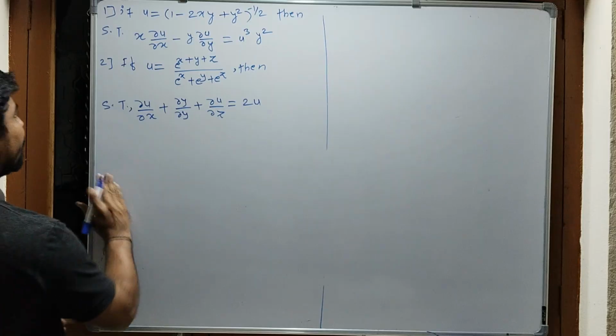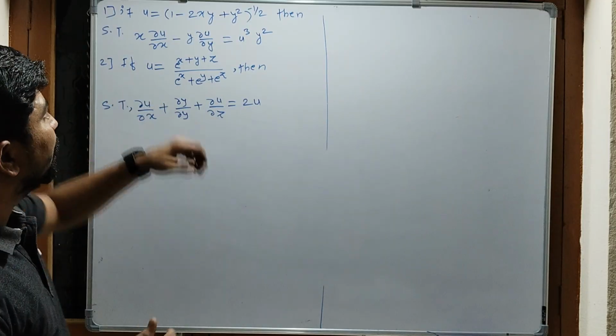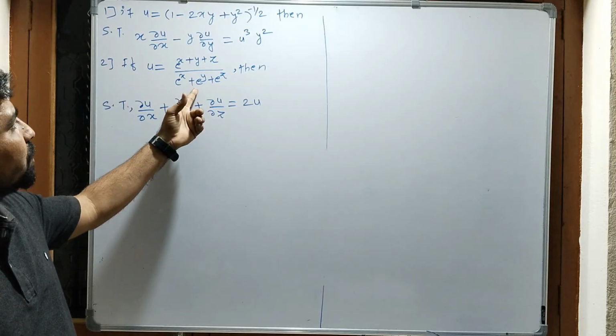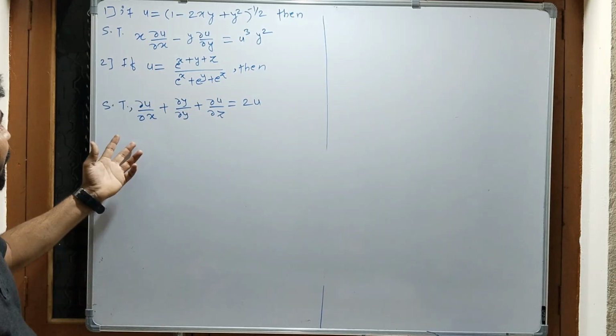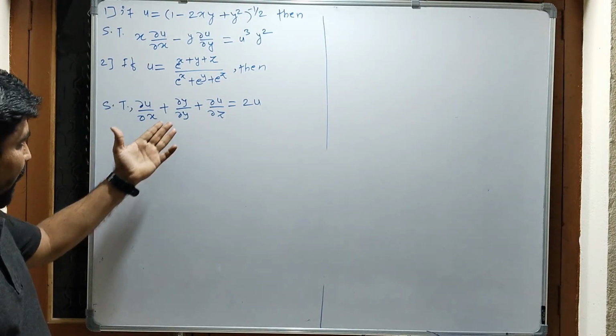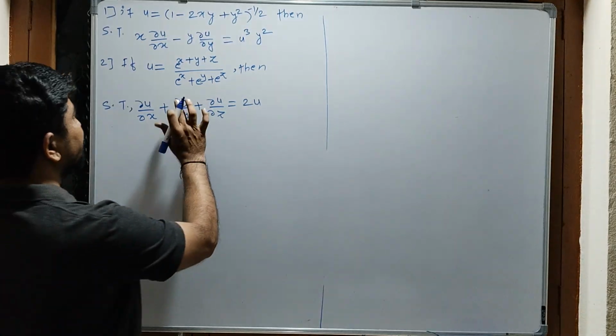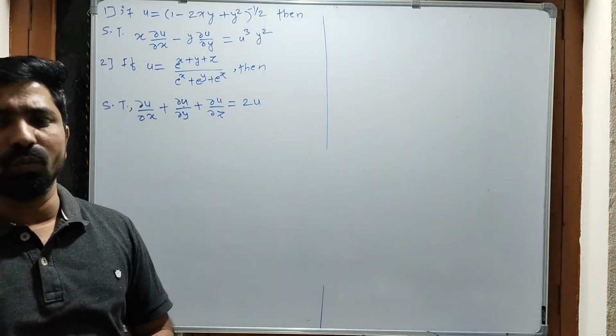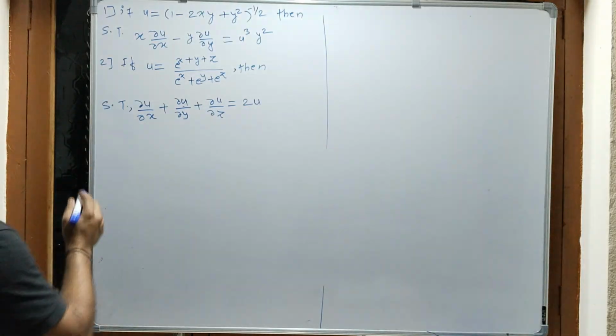Question number 2. So here in question number 2, if u equal to e to the power x plus y plus z by e to the power x plus e to the power y plus e to the power z, then show that dou u by dou x plus dou u by dou y plus dou u by dou z equal to 2 times u. We have to show. So here answer 2.